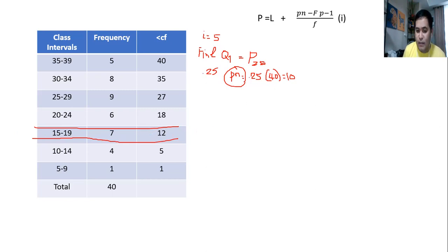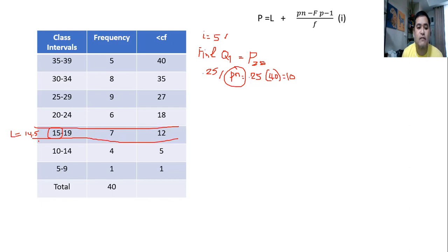So you have now your Pn, you have your I. So next, we have to look for your L. Your lower boundary is 15. So we usually subtract 0.5. So this becomes now 14.5.